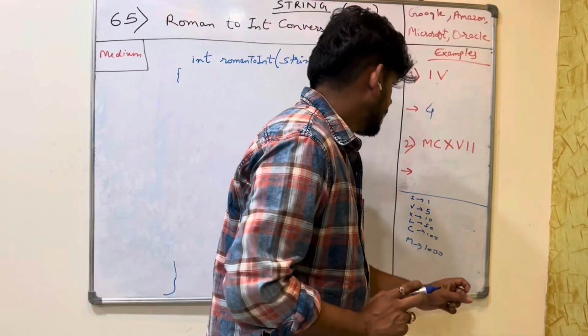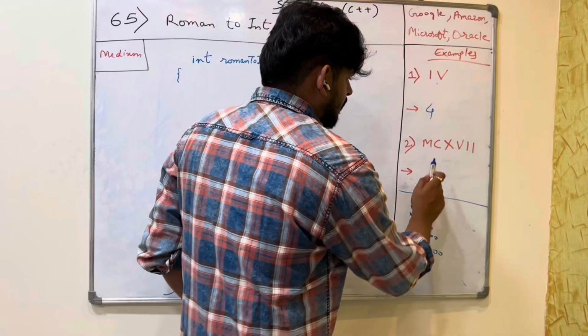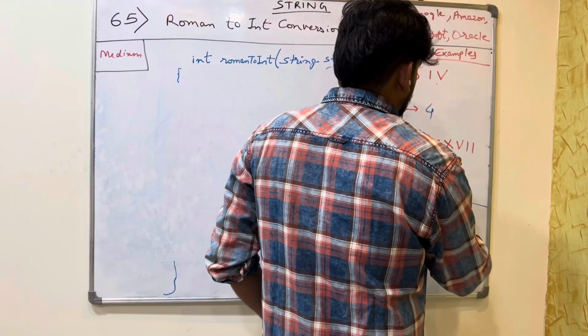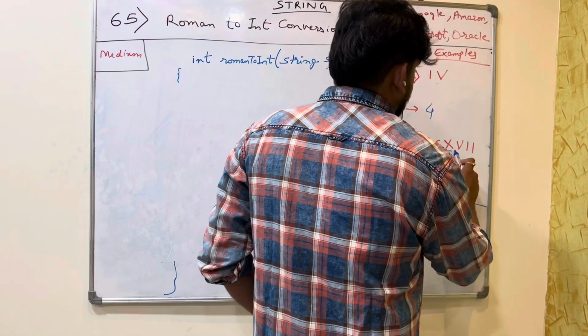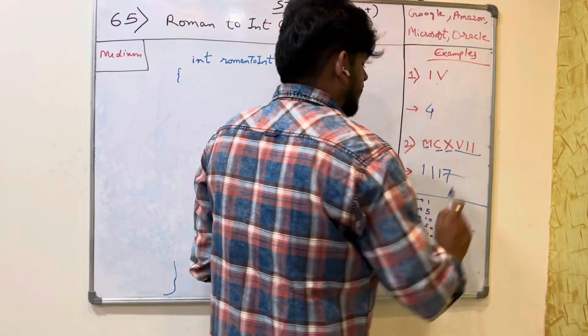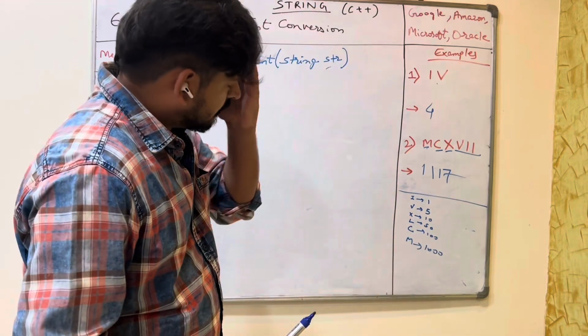So to convert this, we know this is 1000, this is 100, and this is 10, so 1110, and this is 7, so 1117, right? Now how do we solve this?